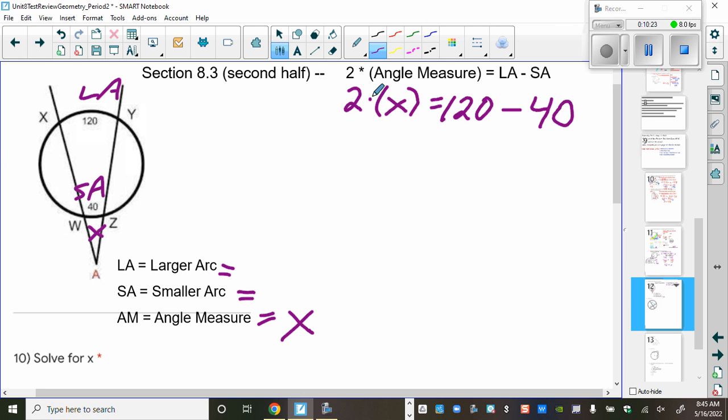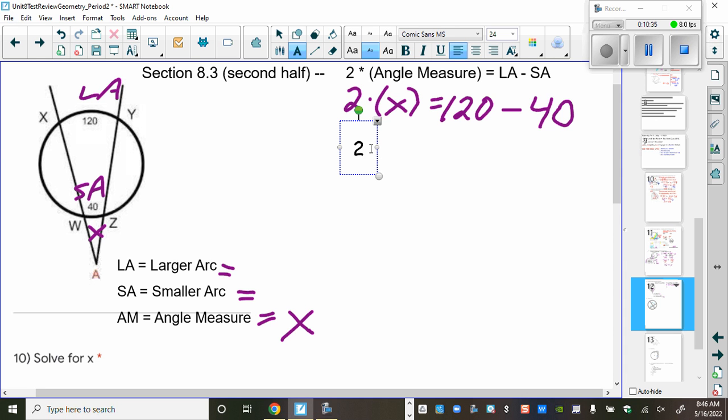All right. So now here's what we do. What's 2 times x? Just 2x. That's fine. That's right. Now, what do we do with the 120 minus 40? Do we bring over to the other side, or do we just combine the 2 terms? Just combine the 2 terms. What's 120 minus 40? Yep. There you go. 2 times x.